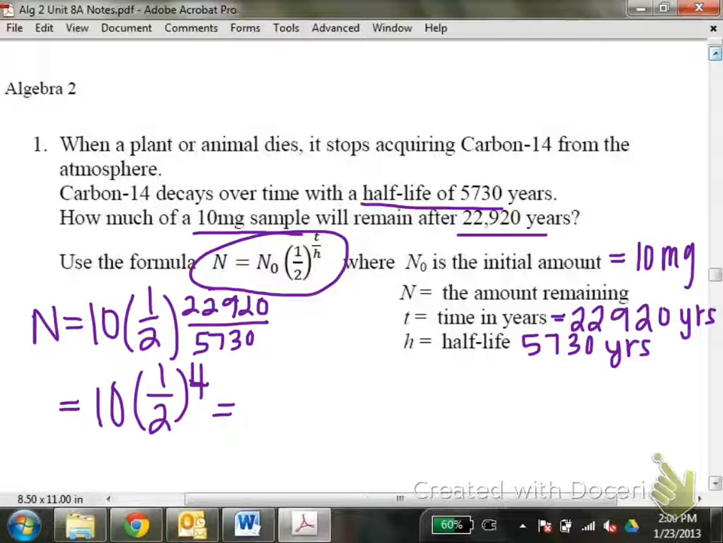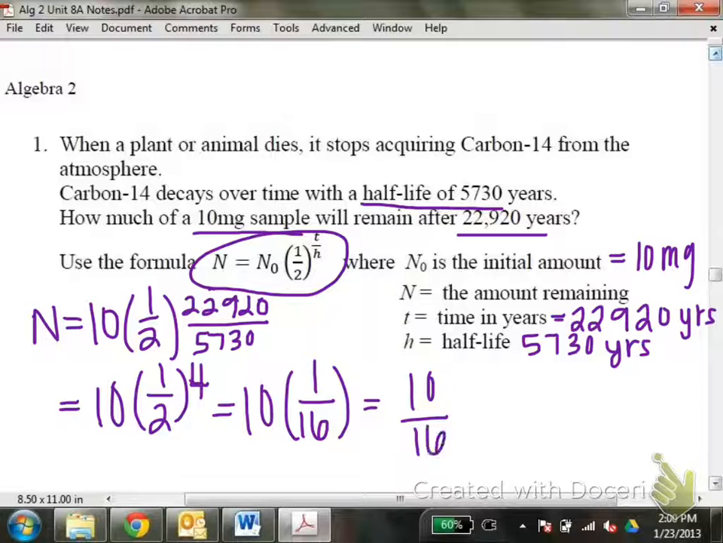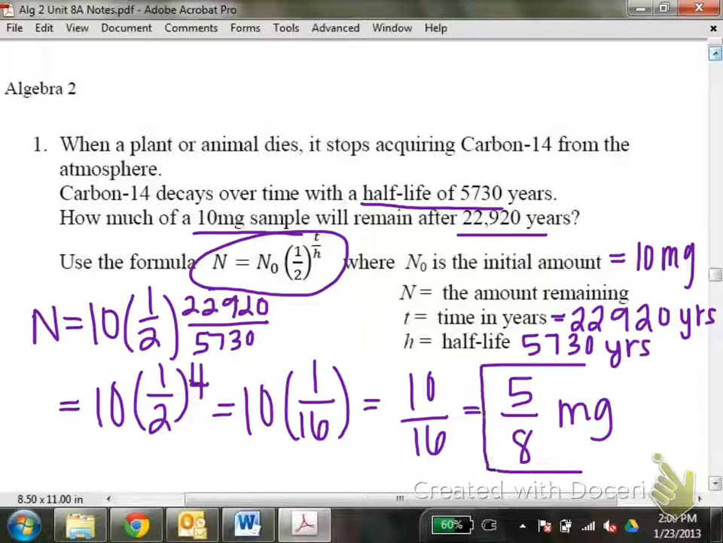Okay, so this is actually something we can do. This is 10 times, what's 1/2 to the 4th power? 1 over? 1 over 2, 4, 16. So this is 10 over 16, right? And that reduces. What does 10 over 16 reduce to? 5 over 8 milligrams. Where did you get 4? It reduces. Oh.